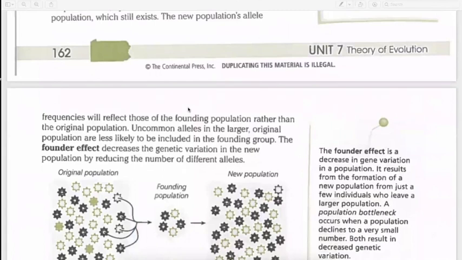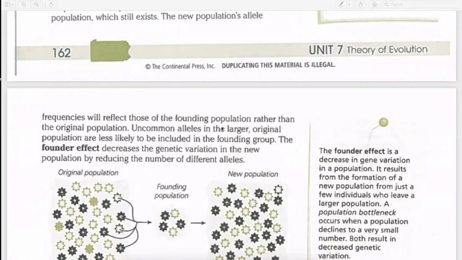Meaning you get a whole bunch of those blue-eyed people leaving the brown-eyed group. The brown-eyed people still exist. They're just not in that area. The blue-eyed people are going to a new area. They say, I claim this land in the name of blue-eyed people. And now they start a whole population of blue-eyed people. That's called the founder effect. The uncommon alleles in the larger original population are less likely to include the founding group, meaning the blue-eyed people are not very likely to pass on brown eyes.